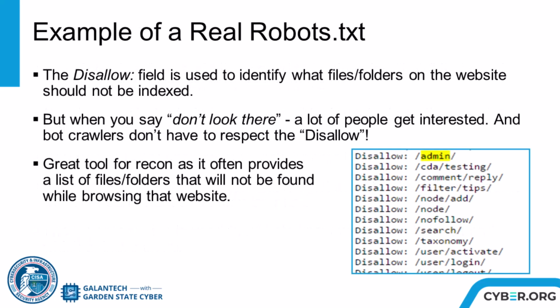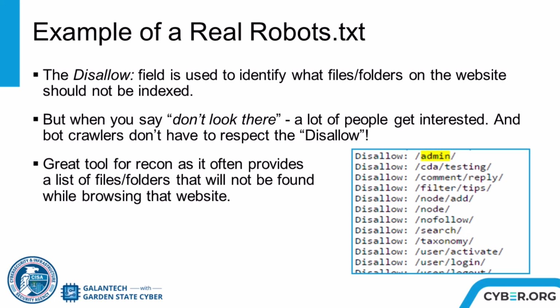The disallow field is used to identify what files or folders on the website should not be indexed. Administrators should never list sensitive files directly in the robots.txt file. Yes, there is an admin folder for the website, but you do not have to advertise it. When you say, "Don't look there," a lot of people get interested, and bot crawlers don't have to respect the disallow. The web folders should be organized so that admin is several layers down.